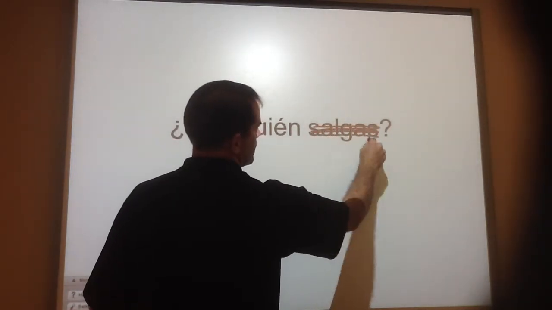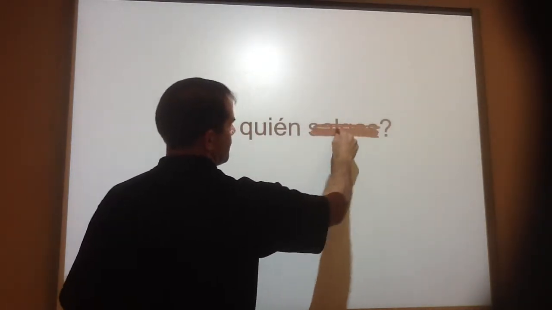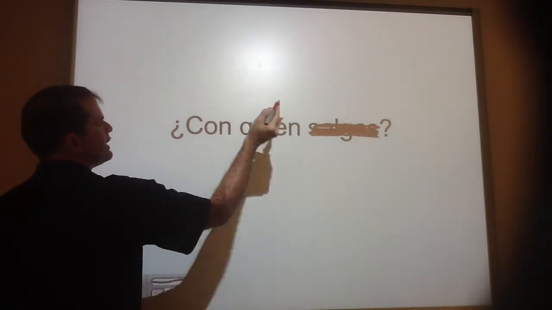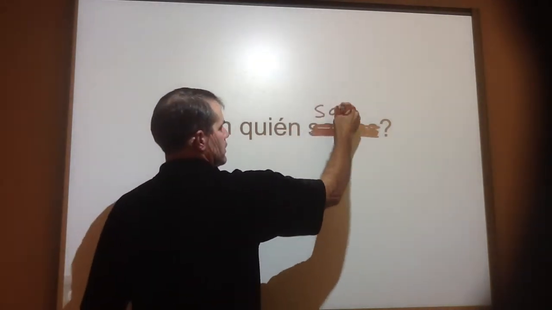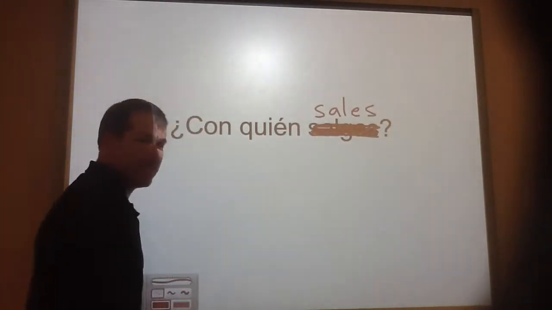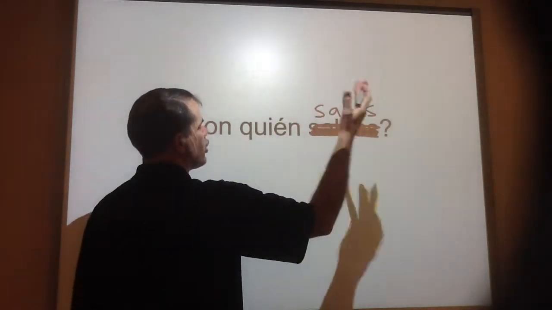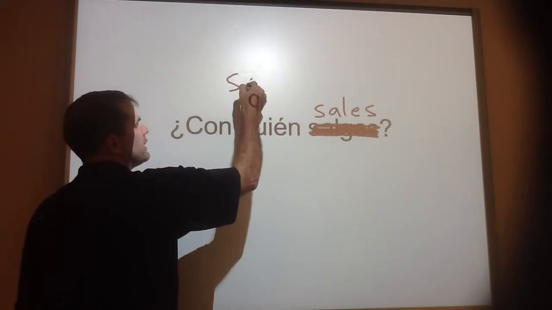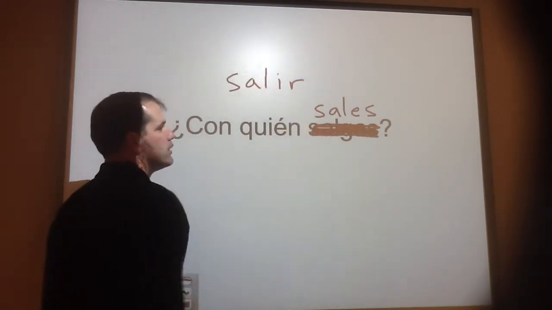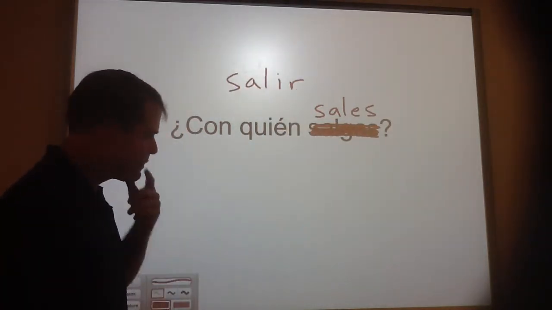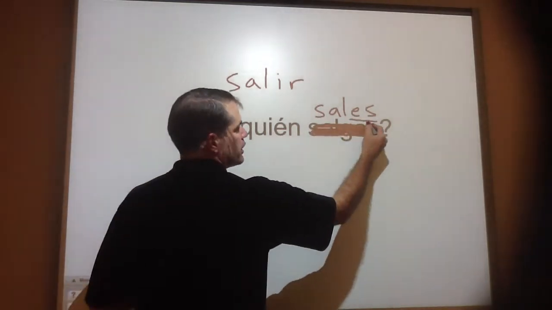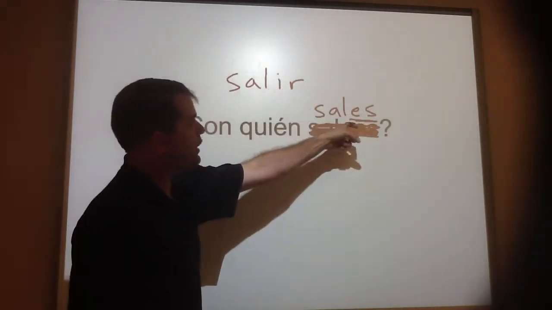Con quien salgas, once again, please disregard this. I'm sorry, that is a misprint. Con quien sales, with whom do you go out? With whom do you leave or go out? The verb is salir, to leave or to go out. The tú form is totally regular. Just take off the IR and add ES.